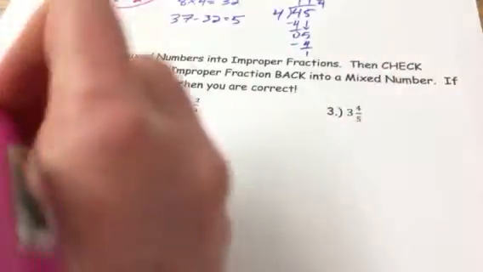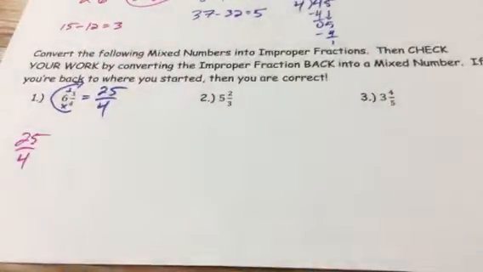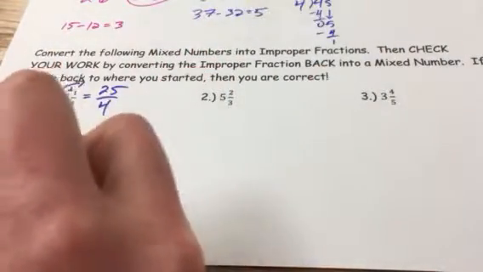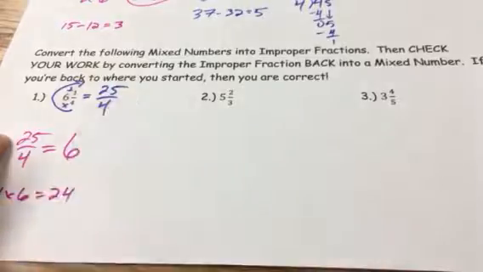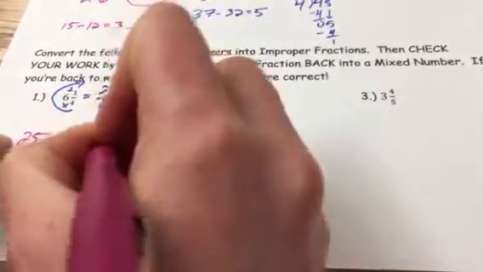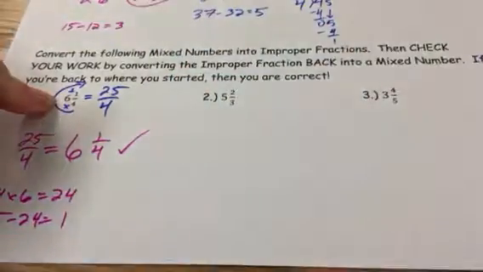So now let's take 25/4 and let's just check and make sure that we did this correctly. 4 goes into 25 6 whole times. 4 times 6 is 24. 25 minus 24 is 1, so it's 1/4. I'm back to where I started. I know I did it correctly.